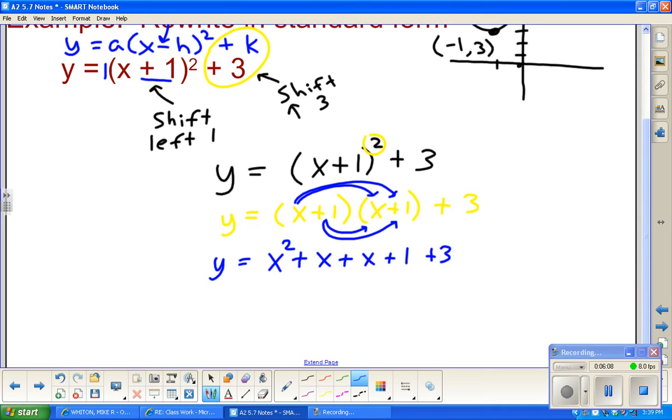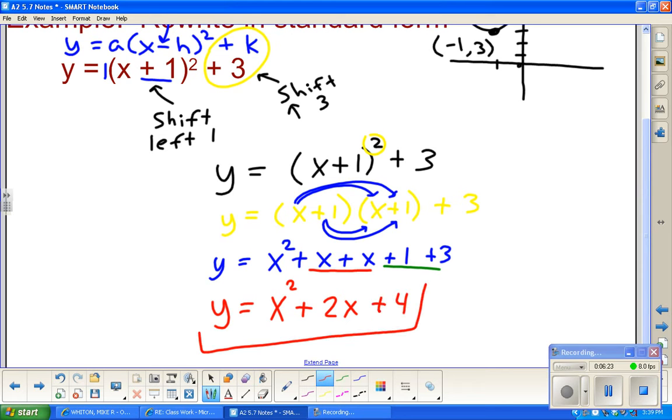And just combining all these, cleaning it up, it's going to give you standard form. So that's the easier of the two. Just actually multiply it out. Combine terms there to be a 2x. We can combine the 1 and 3 to be a 4. So that's going to be our standard form.